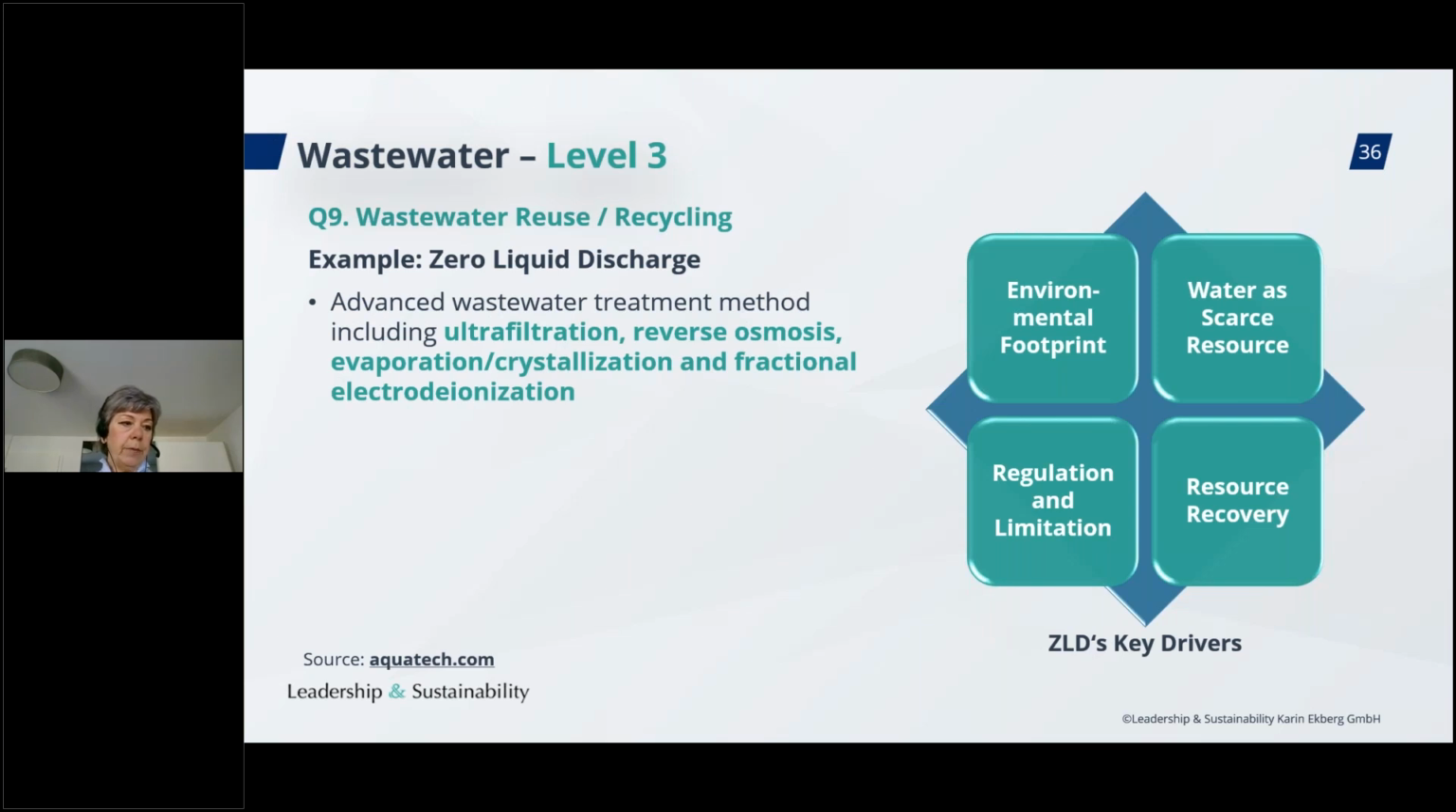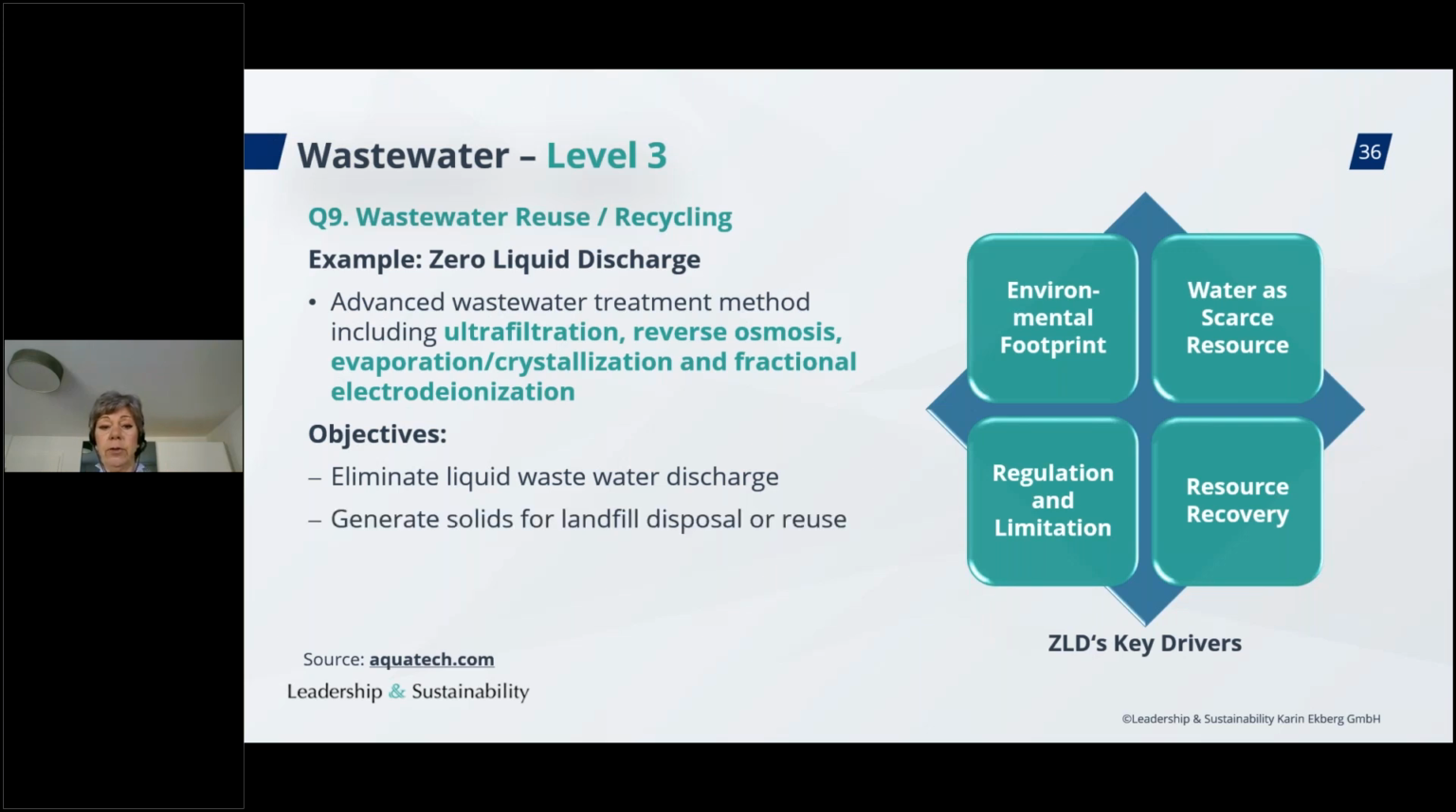But there are also, of course, some objectives with doing this. There are a lot of benefits. You eliminate the liquid wastewater discharge. Totally, you have no wastewater, no liquid coming out of the factory. You generate solids for landfill disposal or reuse, and you also recycle high quality water that can be beneficially used.